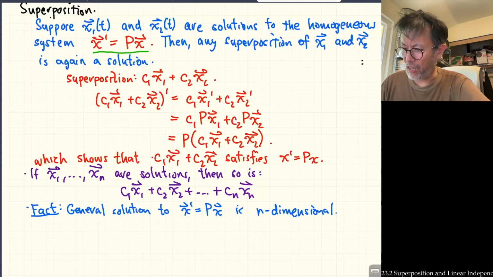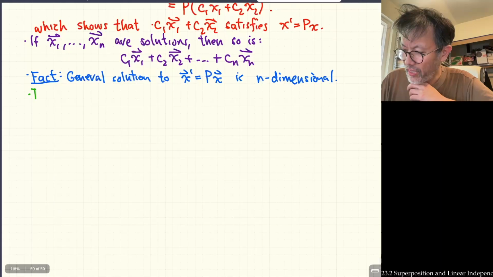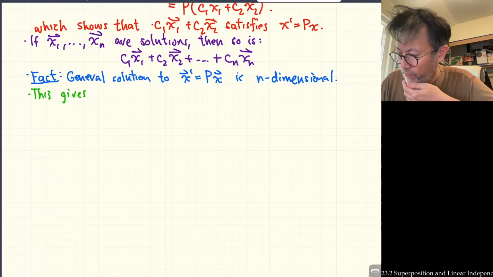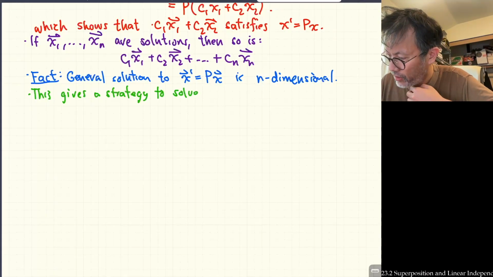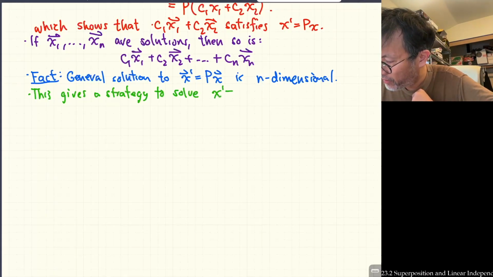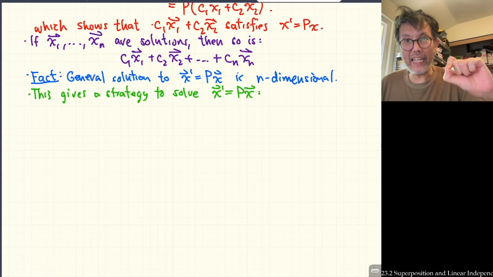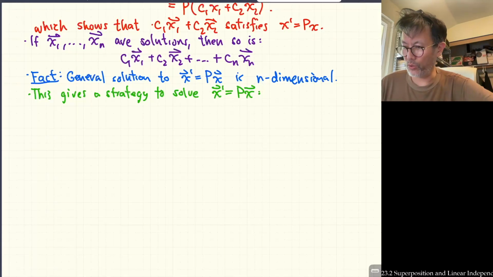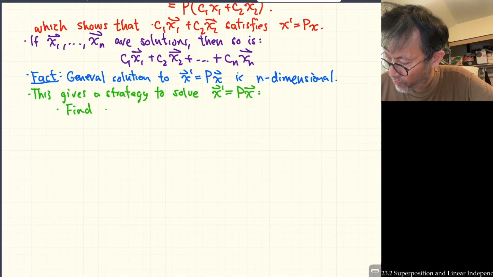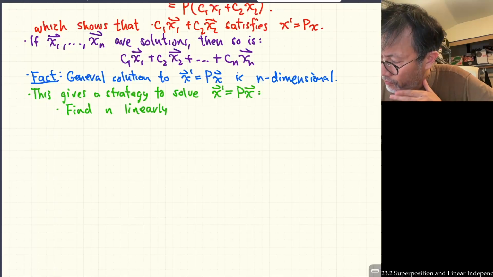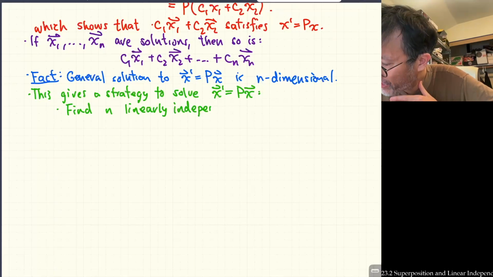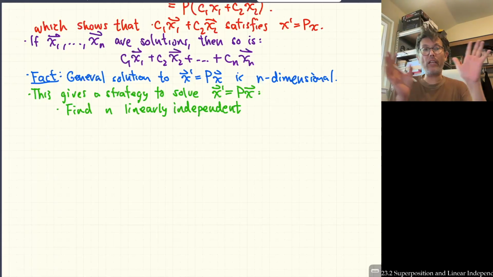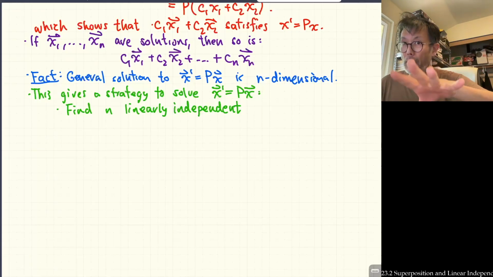I'm going to write down some words and then I'll elaborate. This gives a strategy to solve x prime equals Px: find n linearly independent solutions. Linear independence geometrically just means that they all point in different directions. But I'm going to define it more precisely.